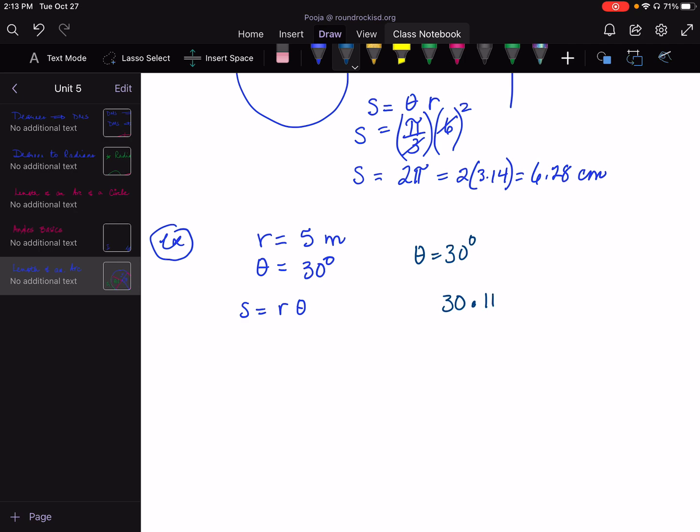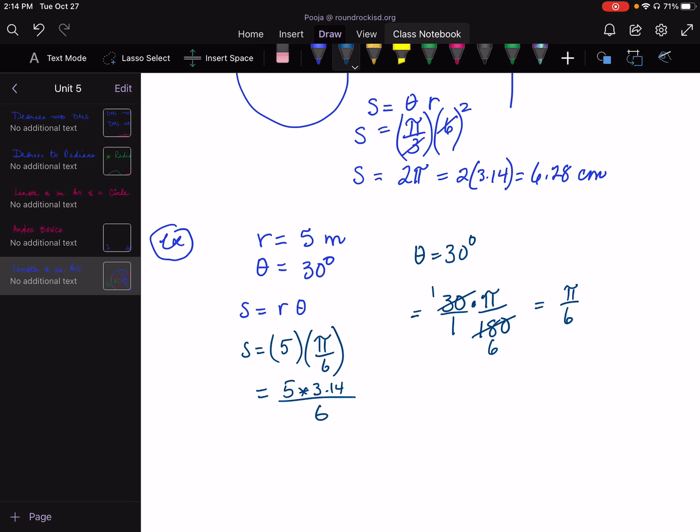30 times pi over 180 will automatically convert it to radians. 30 goes into itself one time, into 180 six times, so that's pi over 6. Then I come back and I go, radius is 5, theta is pi over 6. Just pick up your calculator. This is basically 5 times 3.14 divided by 6. That's about 2.617, and this will be in meters.